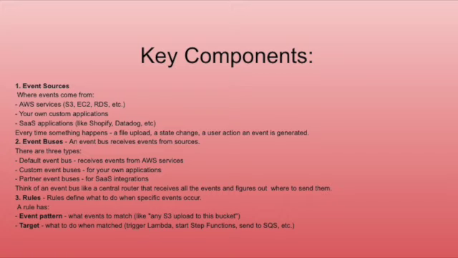Next is event buses. An event bus receives events from sources. There are three types: the default event bus, which receives events from AWS services, custom event buses for your own applications, and partner event buses for SaaS integrations. So think of an event bus like a central router that receives all the events and figures out where to send them.